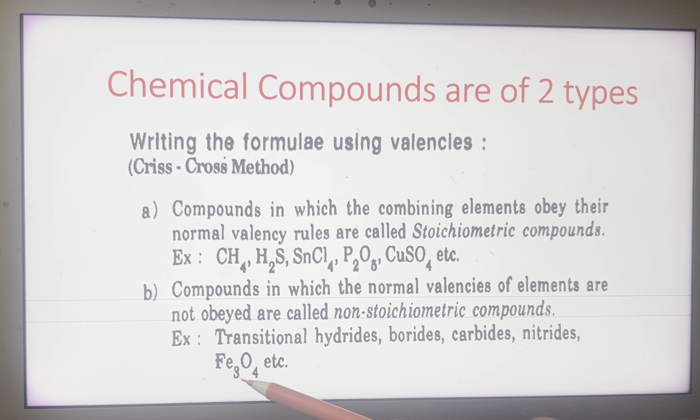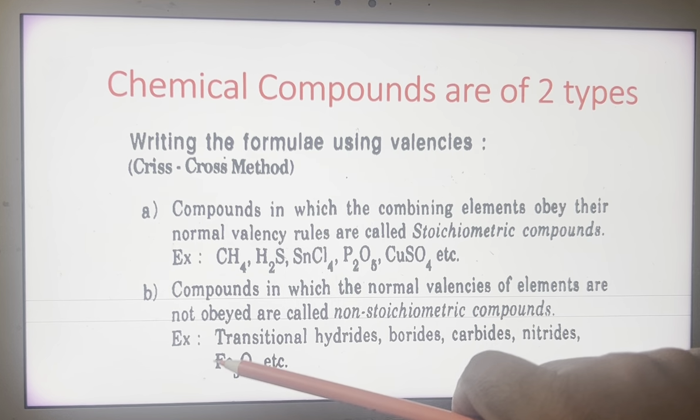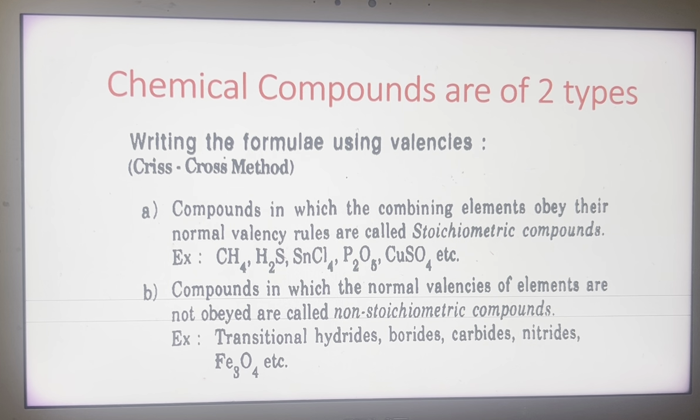For example, Fe3O4 you see. Fe has 2 valency or 3 valency. Fe with 2 is ferrous, Fe with 3 valency is ferric. But here it has an odd number of valencies. This is called ferroso-ferric oxide. It is neither Fe2O3 nor FeO. It seems a combination of Fe2O3 and FeO.